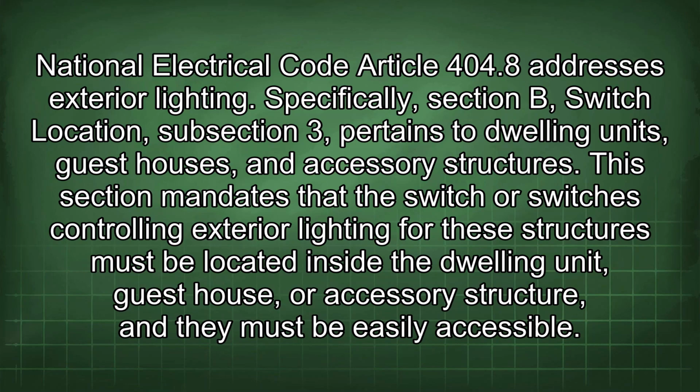National Electrical Code Article 404.8 addresses exterior lighting. Specifically, Section B, switch location, subsection 3 pertains to dwelling units, guest houses, and accessory structures. This section mandates that the switch or switches controlling exterior lighting for these structures must be located inside the dwelling unit, guest house, or accessory structure, and they must be easily accessible.